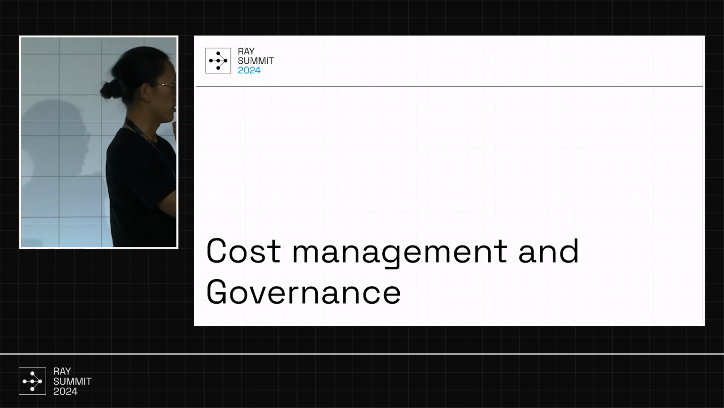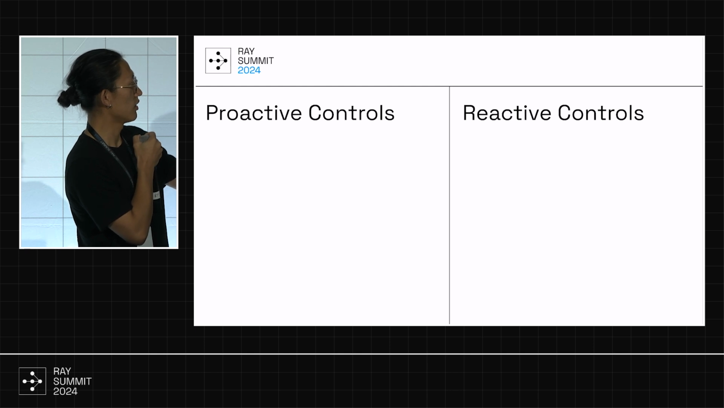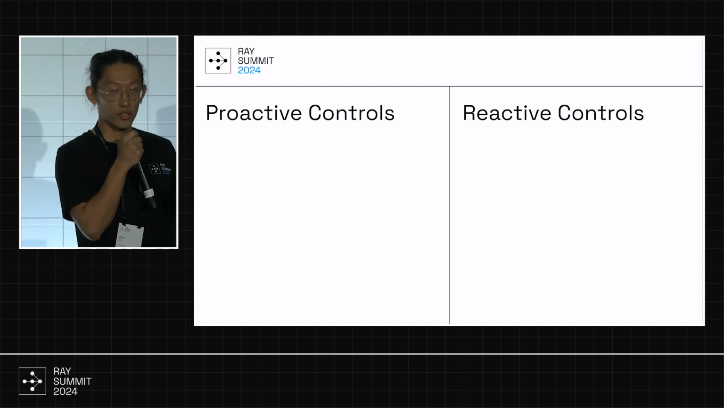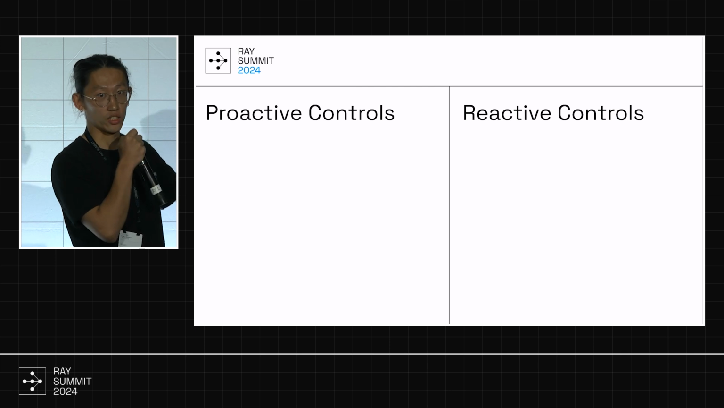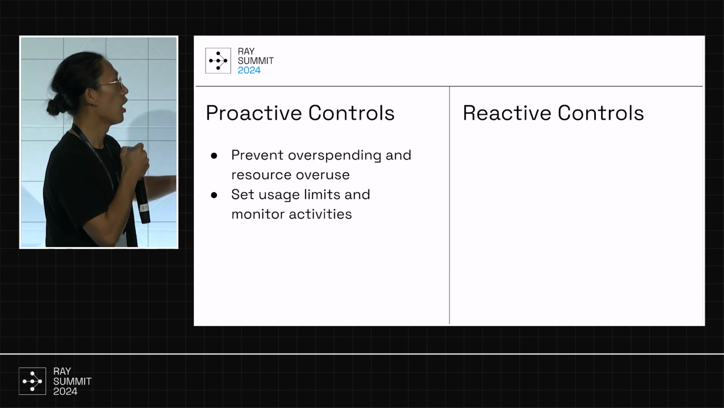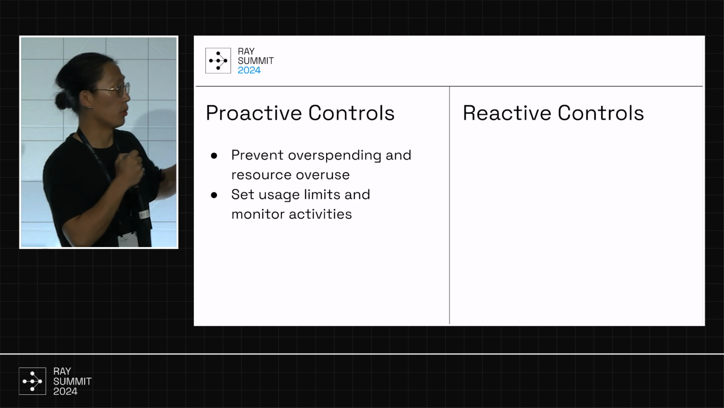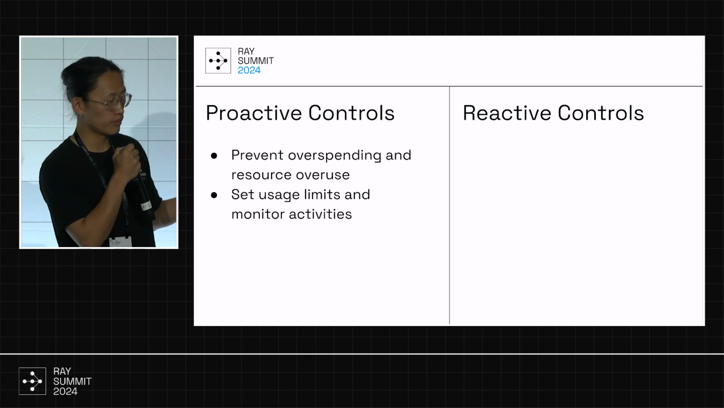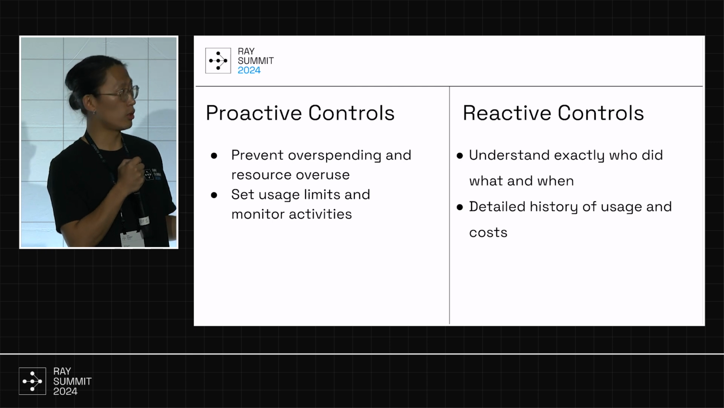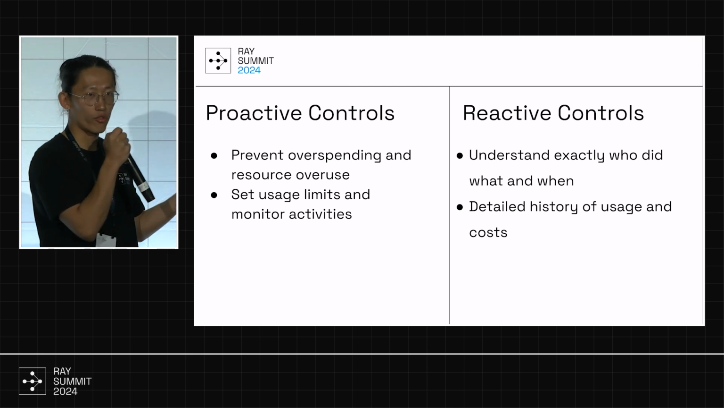There we go. So we think about this in two ways: proactive controls and reactive controls. Proactive controls simply are tools that help you set limits and monitor activities before the spending occurs. Reactive controls are tools that help you understand what happened after the spending occurs.